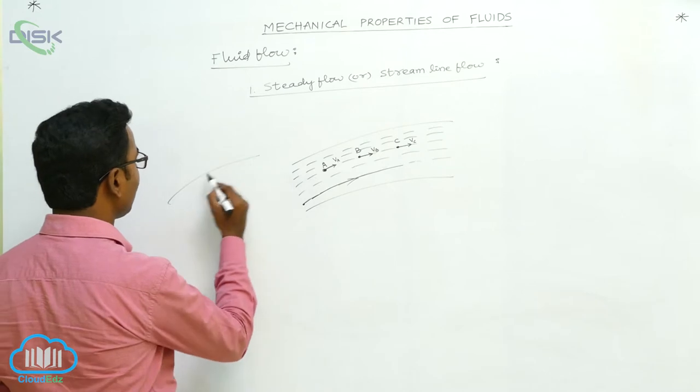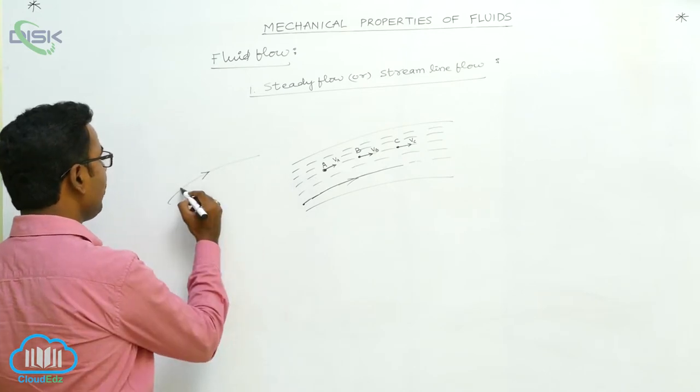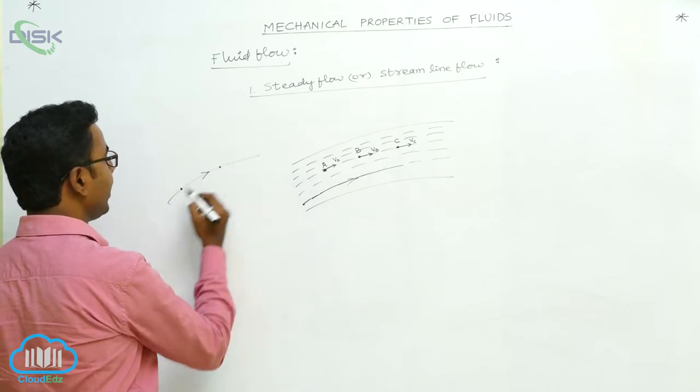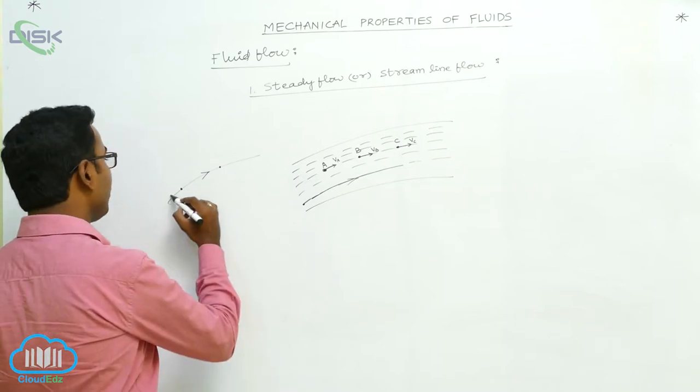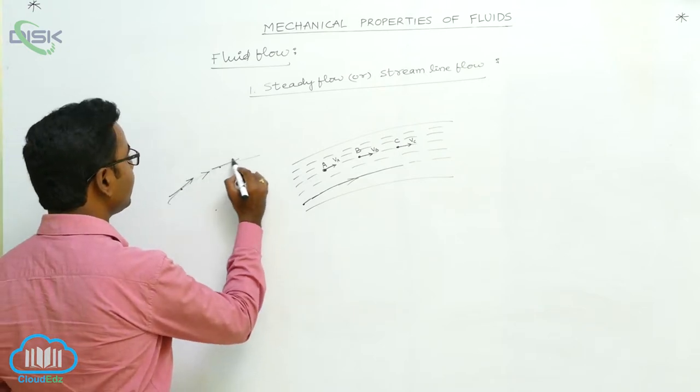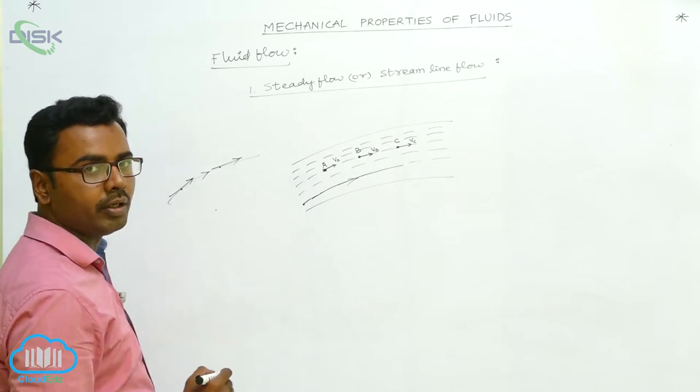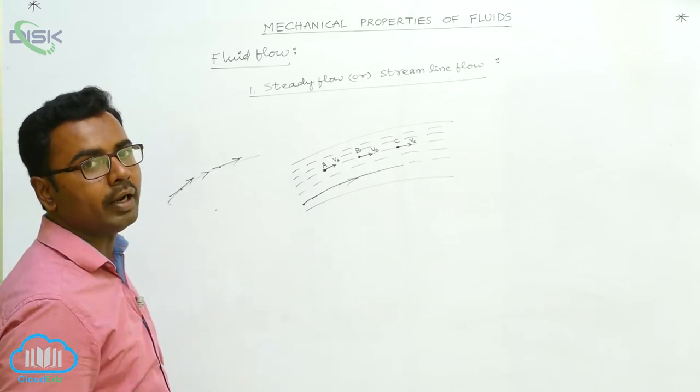Suppose this is a streamline now. Now, at any point, if you want to know the direction, at that point you draw a tangent. The tangent drawn to the streamline at any point gives the direction of fluid flow at that point.